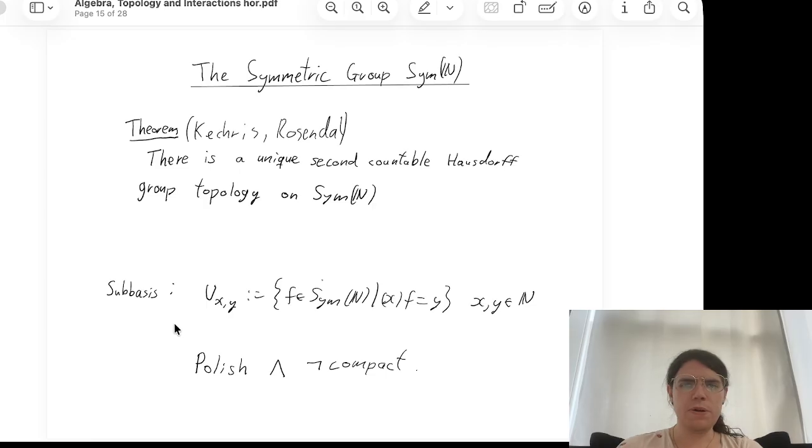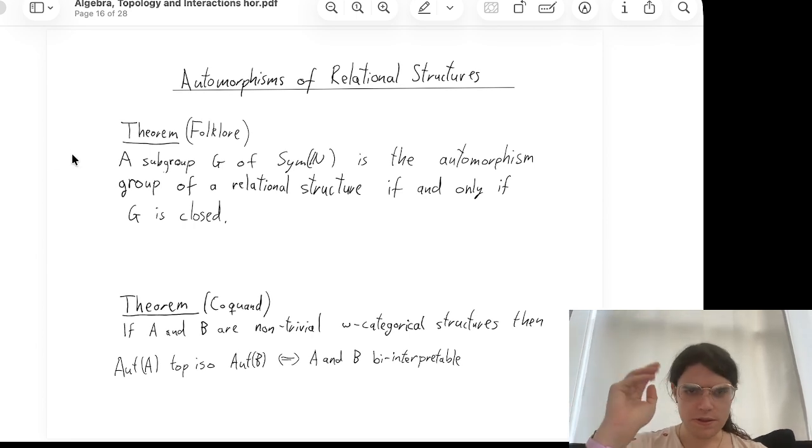And it's the topology induced by the pointwise topology as a subspace. And again, this is Polish and it's not compact. Again, it's homeomorphic to the full transformation monoid. And this is sort of the canonical thing on the symmetric group. Okay. And there's similar results to before.